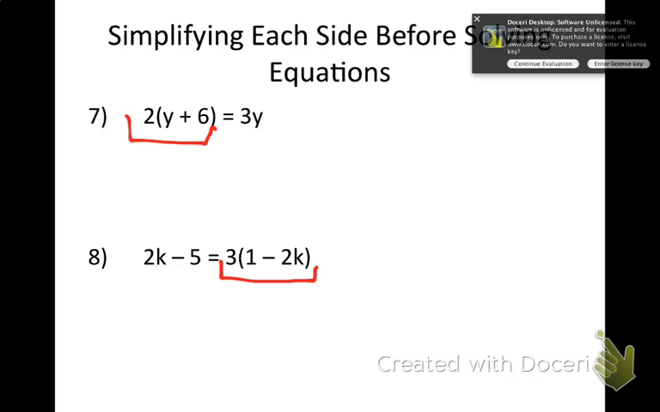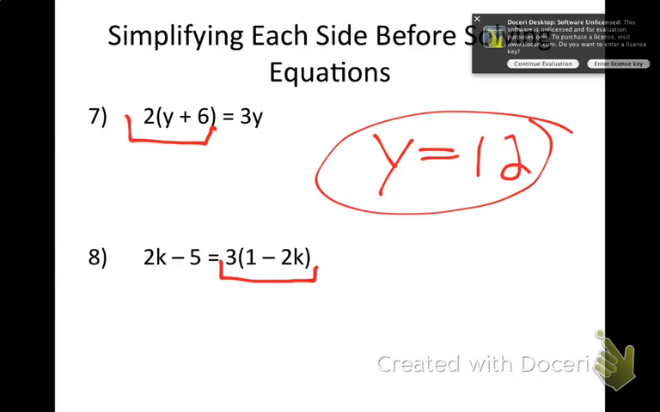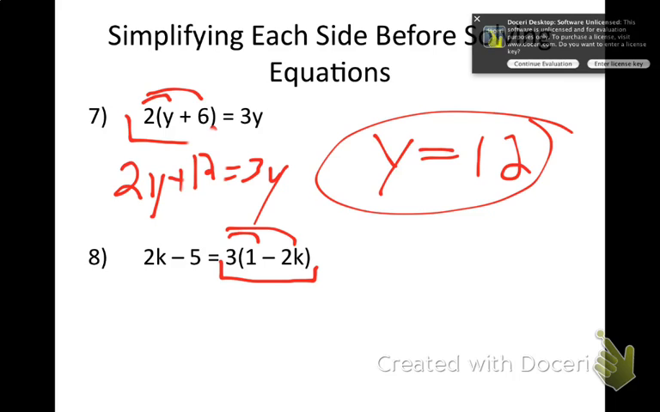All right, Bailey, what do you have for answer number 7? Y equals 12, nice job. What was the first thing you had to do on number 7? Distribute. Yep, anytime you have that number in front, make sure you distribute. Then you solve, and you get y equals 12, nice job. Number 8, again, what's one of the first things you probably had to do there, Reagan? Distribute. And when you did, you got an answer of what then, Reagan? K equals 1, nice job.